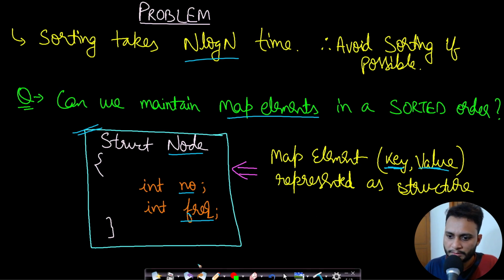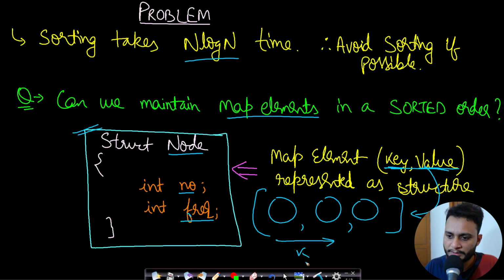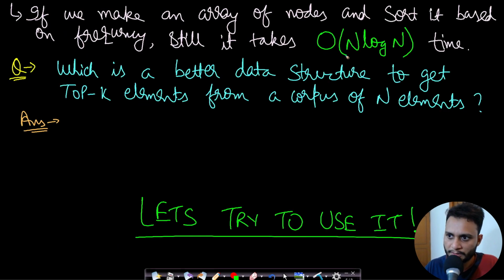Now once you have represented all these elements in the form of a node, we can form multiple nodes and store them in an array. Then after hashing is done, we can form an array, sort it and pick the top k elements. So this process will also take order of n log n time, right? So which is a better data structure to get top k elements from a corpus of n elements?